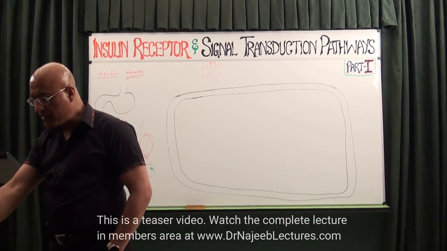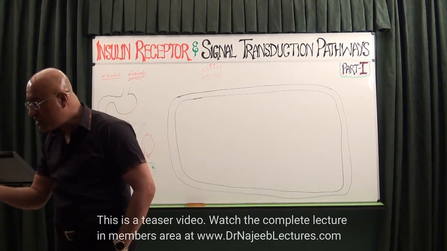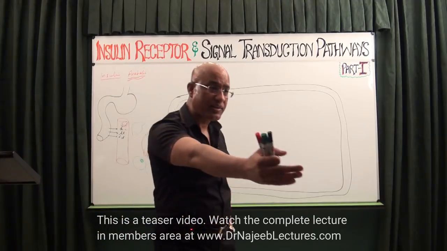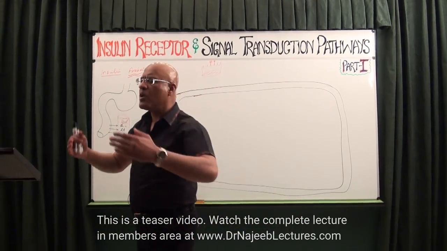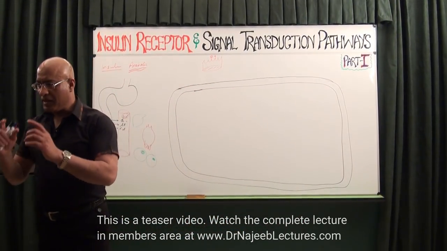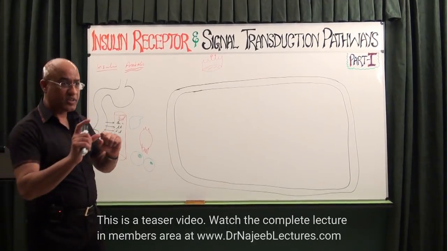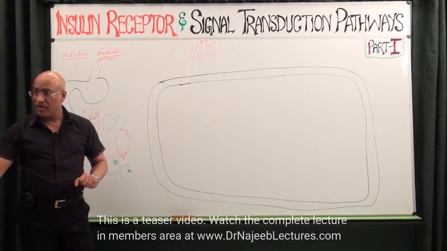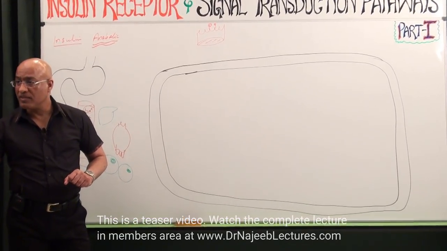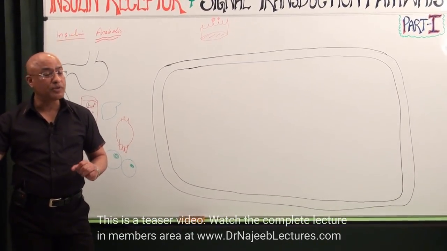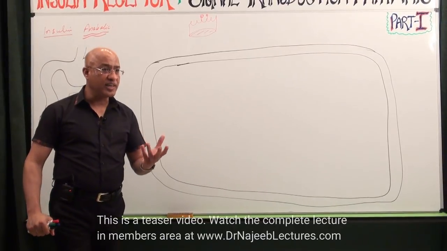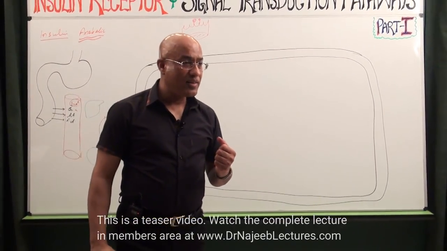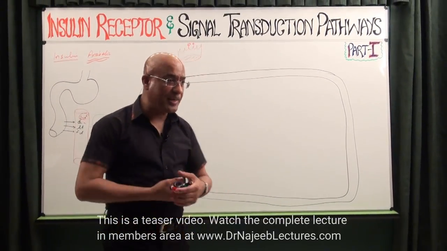Is it because it's a criminal person or what? Why is insulin not allowed to enter into the cell? Because it is a peptide. It's a big molecule, big enough that it cannot diffuse through lipid membranes. Insulin is a protein containing 51 amino acids. It's a peptide.